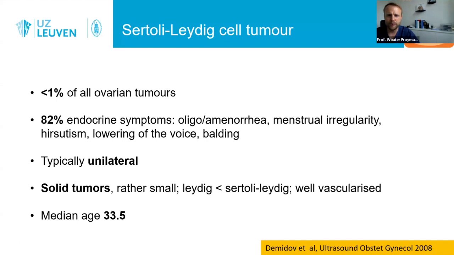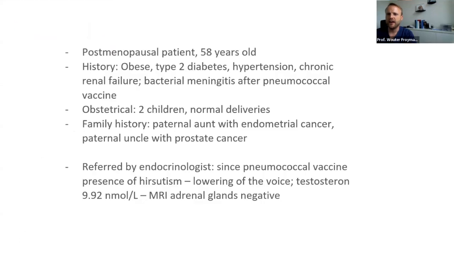The patients will typically have a unilateral lesion, and they will not have a Swiss cheese appearance. They will have solid tumors that are rather small. So granulosa tumors were large, average 10 centimeters, with the Swiss cheese appearance. Leydig cell tumors are rather small solid tumors, but they can be well vascularized. And patients are a median of about 33 years old.